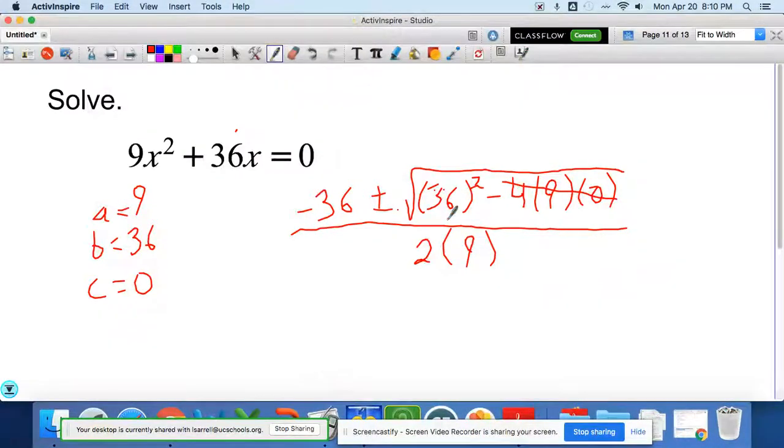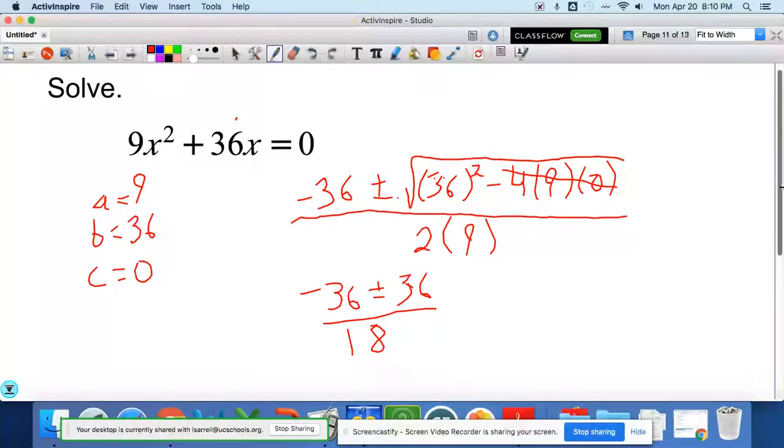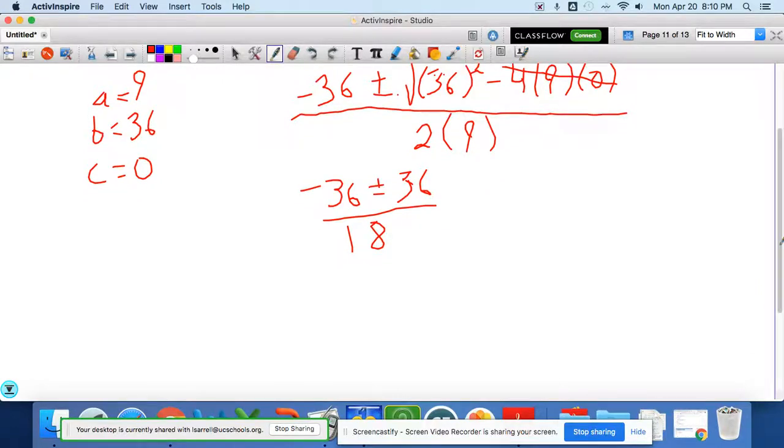So our new problem is negative 36 plus or minus 36 over 18. Okay, because 2 times 9 is 18. I had some emails the first day saying, where'd you get that number? I'm just multiplying those together. I probably should have elaborated on that a little bit. Now, the next thing is a lot of people get tripped up here. They'll sit there and say, oh, that just makes 0, Mr. O. Those cancel out. Well, sometimes they do, but sometimes they don't.